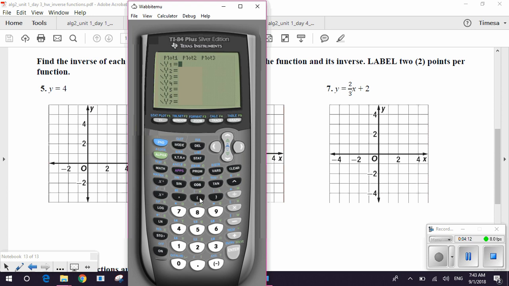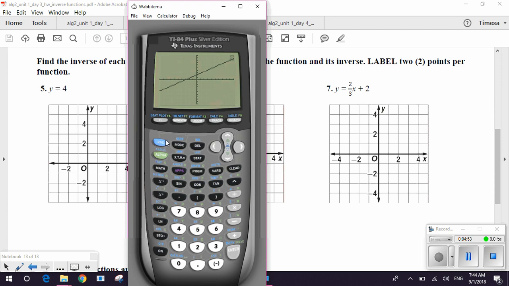If you can't use alpha y equals to do your fraction, then you're going to have to use parentheses. So parentheses, 2 divided by 3, close parentheses, and then hit x plus 2. But I'm hoping on your fancier ones it's possible. So let's graph it. Look at the graph. Does it pass the horizontal line test? Yes, it does. So it's 1 to 1, meaning the inverse is possible.